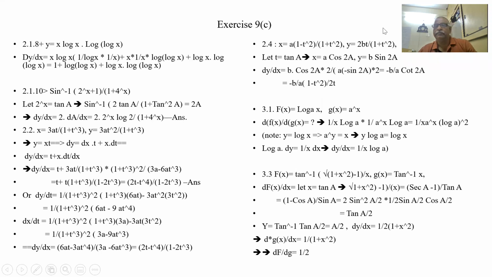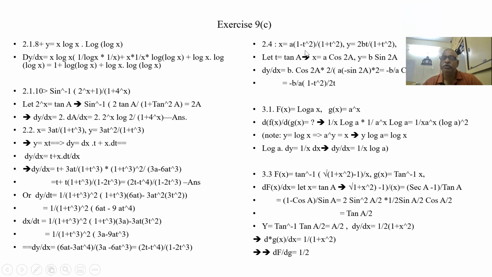Let us see this one. x is equal to a into 1 minus t square by 1 plus t square. y is equal to 2bt by 1 plus t square. Here it is simple. This is 1 minus t square by 1 plus t square, which gives cos 2 theta. This is 2t by 1 plus t square, sin 2 theta.